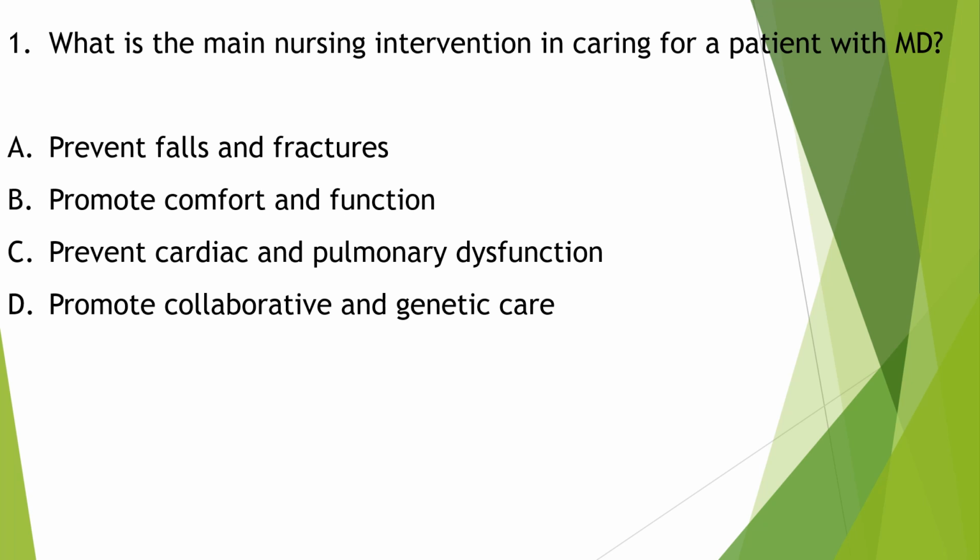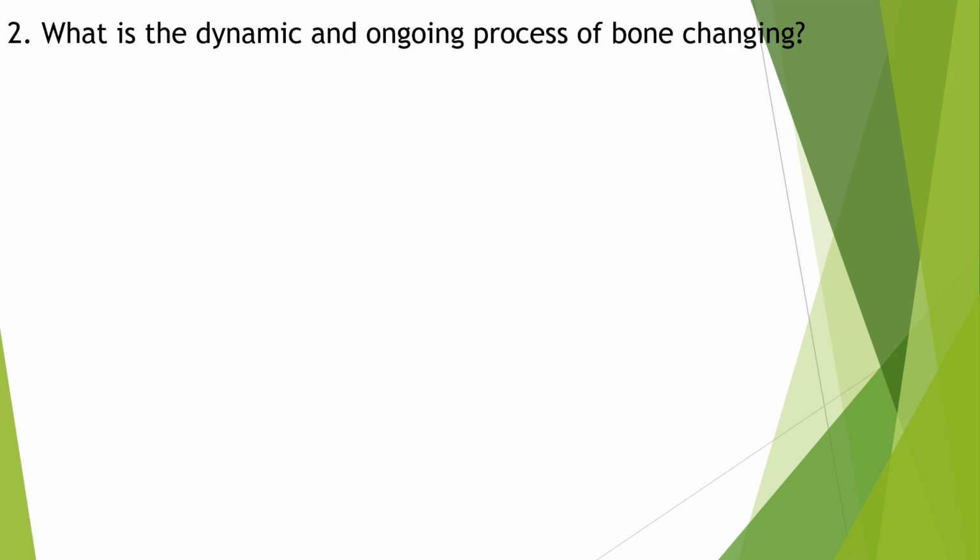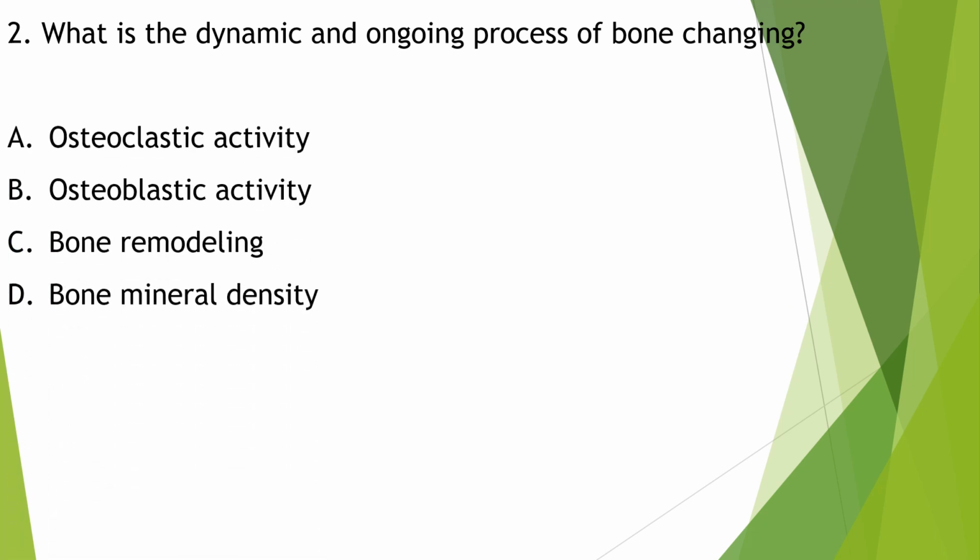The primary goal for a patient with muscular dystrophy, when we are caring, is to prevent falls and fractures. The secondary goal is to promote comfort and function. Nursing interventions will prevent cardiac and pulmonary dysfunction, but we should assess for them, and promote collaborative and genetic care also.